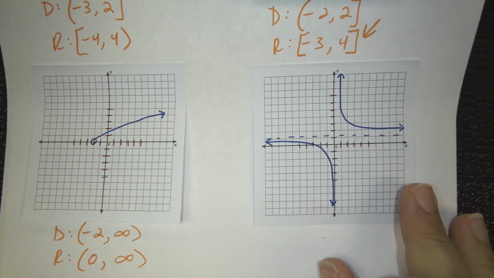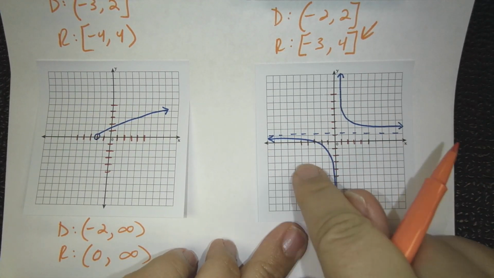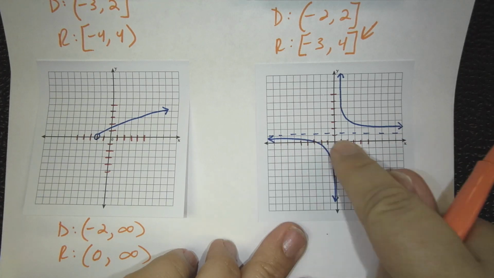All right, last one. This is my favorite one because this is a very famous mother function. Holy shift. Look at the asymptote on that mother function. This is called an asymptote if you didn't know.